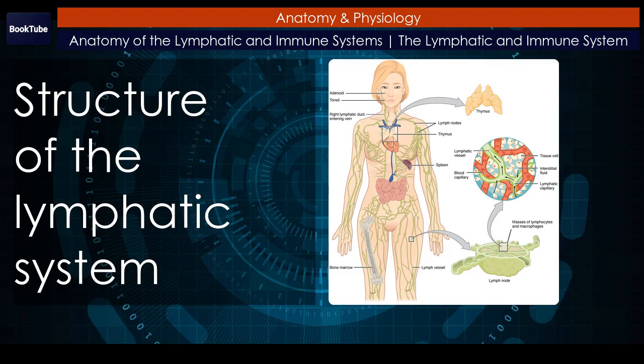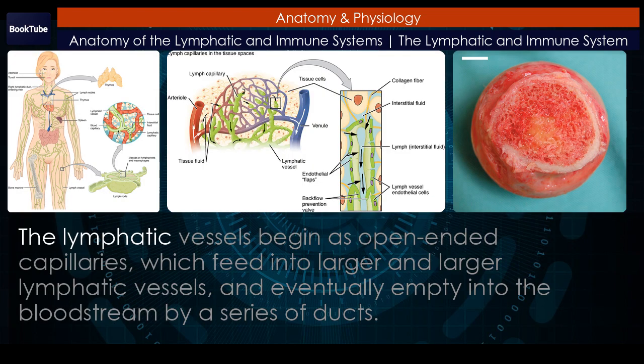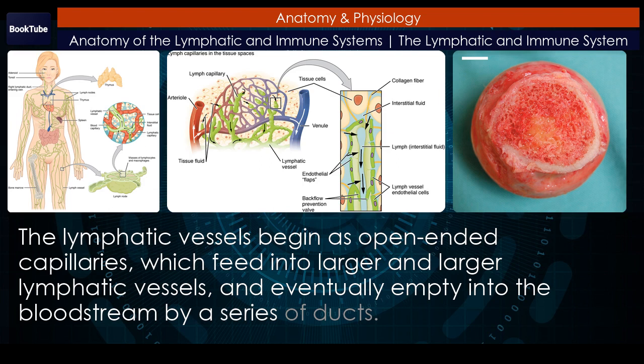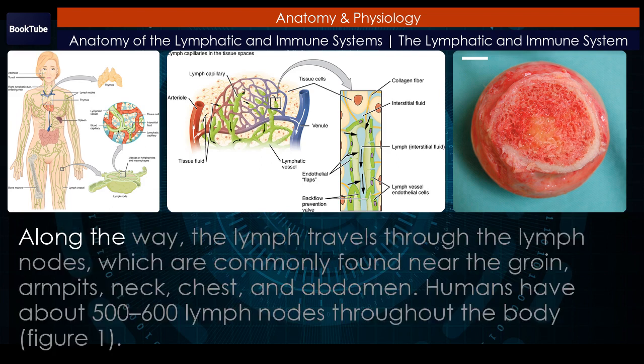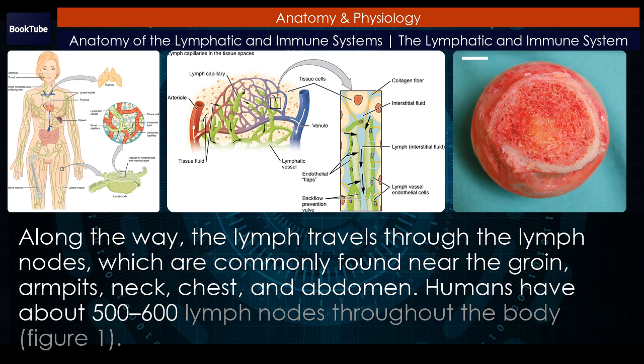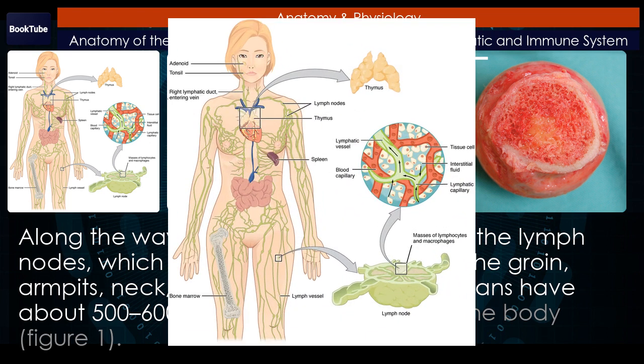Structure of the lymphatic system. The lymphatic vessels begin as open-ended capillaries, which feed into larger and larger lymphatic vessels, and eventually empty into the bloodstream by a series of ducts. Along the way, the lymph travels through the lymph nodes, which are commonly found near the groin, armpits, neck, chest, and abdomen. Humans have about 500 to 600 lymph nodes throughout the body.